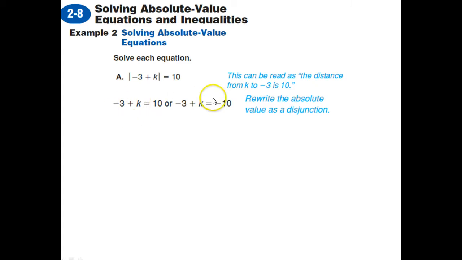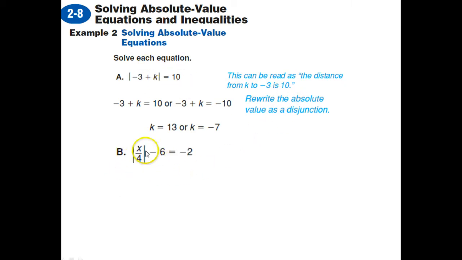Solving this part and this part is a simple algebra problem, so we're going to go through it kind of quickly. We get k equals 13 or k equals negative 7. So think about this for a minute. Either 13 or negative 7 can be plugged into this equation, taking the absolute value of it and still getting positive 10. You can also think of this as the distance between k and negative 3 is positive 10.